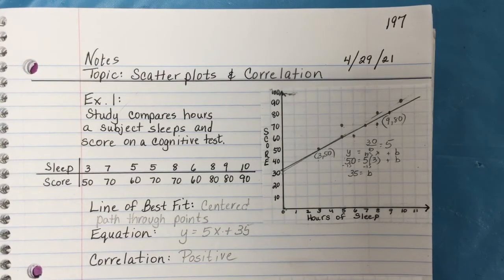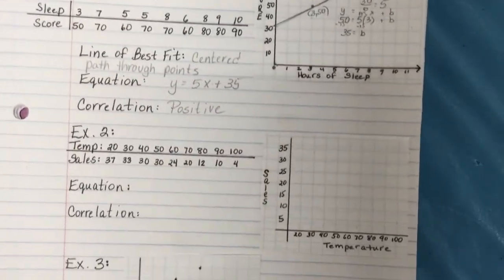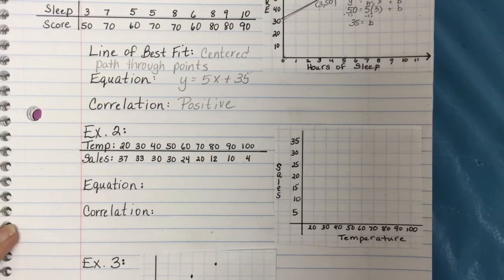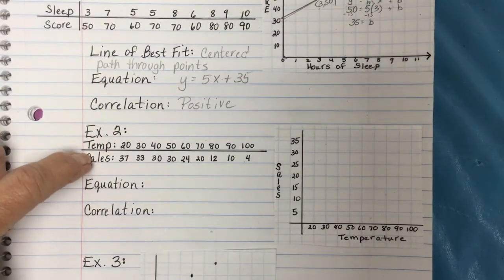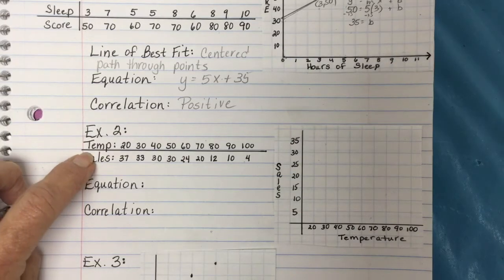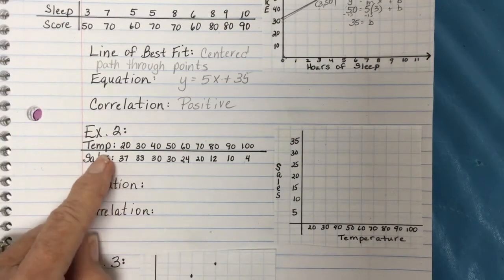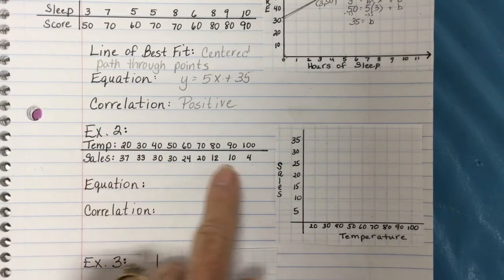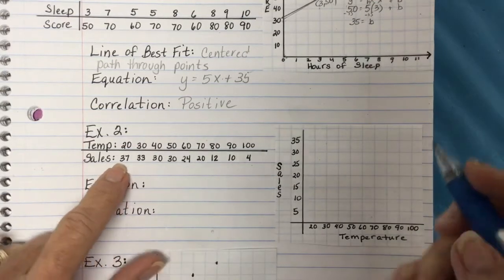But let's look at example 2. I want to show you a different type of correlation here. Here we are recording sales of hot chocolate at a snack bar. And they're comparing it to the temperature because they believe that as it gets warmer, they're going to sell less and less hot chocolate. So we're comparing these. Here's the data for each day.